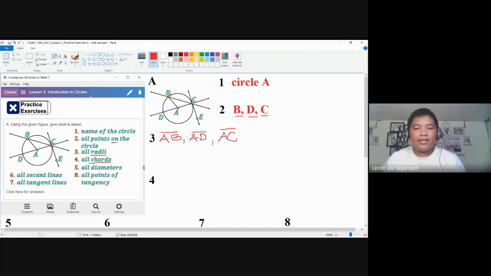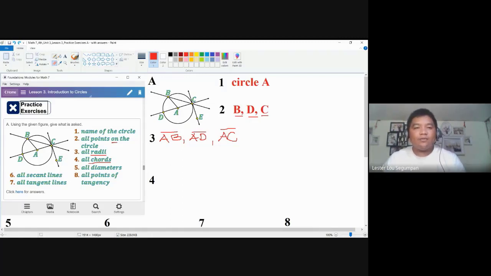Sir, it's a line. It is actually a secant, sir, which will be the answer for number six later. Yes, but if we're just going to look at this area here, it's still a chord. That would mean a secant contains a chord. I repeat, a secant contains a chord. But let's proceed with number four.